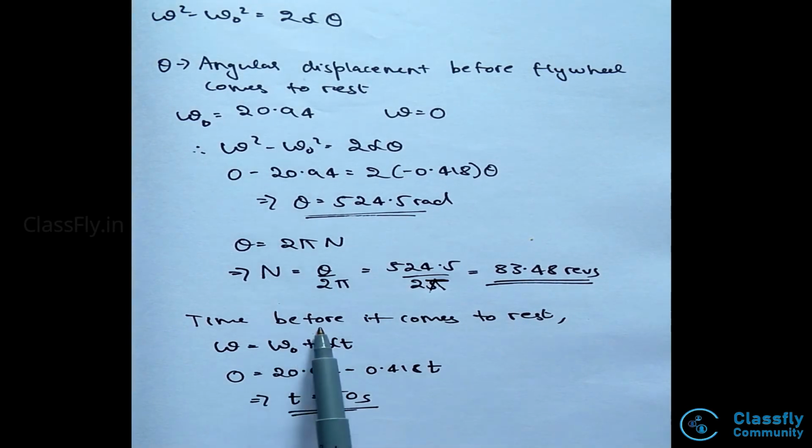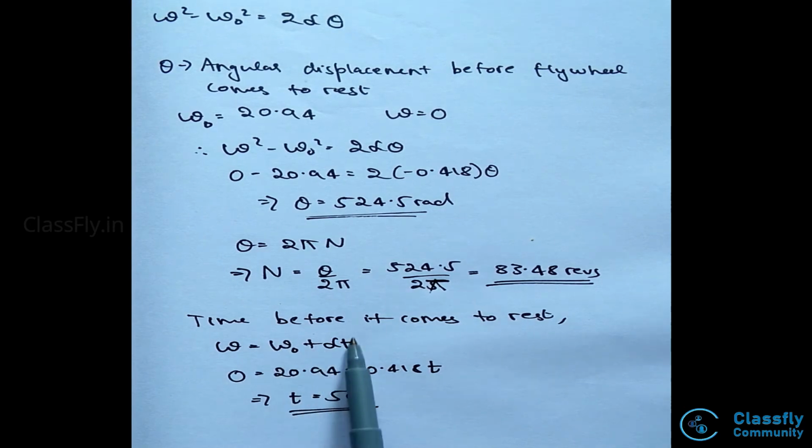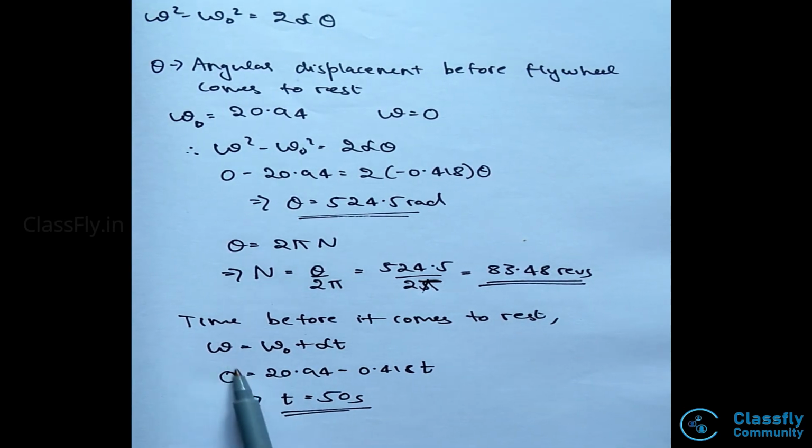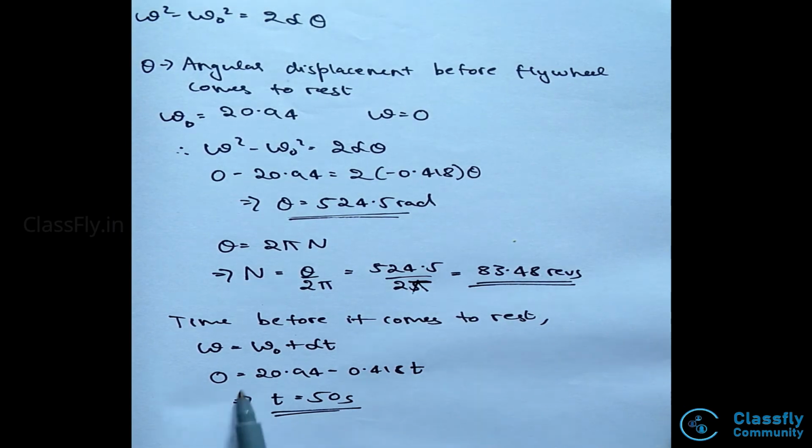Now, the time taken for it to come to rest is given by omega equals omega naught plus alpha t. Hence, substituting the values, we have 0 equal to 20.94 minus 0.418 into t. Hence, we get the value of t to be 50 seconds. Hence, the flywheel will take 50 seconds to come to rest from 200 rpm.